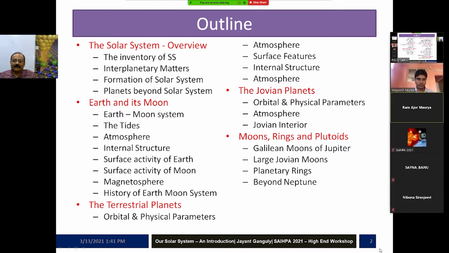So, as I was telling, I will start with an overview of the solar system, and then we will go for the Earth-Moon system. After going through the Earth-Moon system, we will come to two classes of planetary objects, planets actually. One is the terrestrial planets, and then we will go to the Jovian planets. We'll discuss each of them in fair detail as far as time permits, and then we will finish off the session with discussing the various moons, rings, Plutoids, and other things like Galilean satellites.